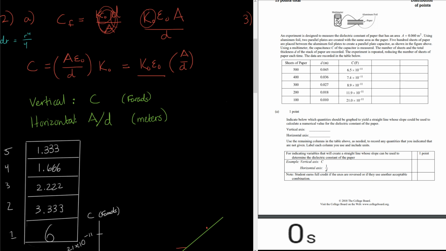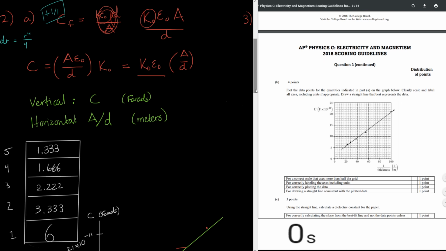That, in hindsight, would have been a much easier way to do this. I put A over D. I think the note says I would have earned full credit if the axes are reversed or if they use another acceptable combination. A over D is linear with respect to... A is a constant, so I should have probably done 1 over D, but I didn't. And that, I think, would still be okay for the purposes of their question. So, +1 of 1 for part A.